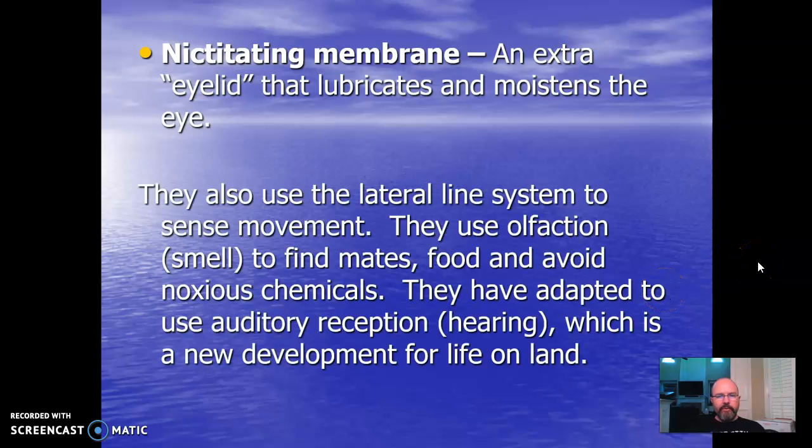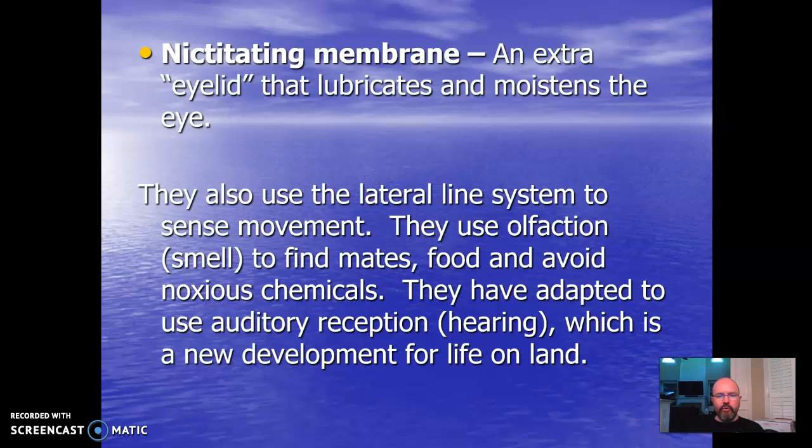They also use a lateral line system to sense movement. So we see this less in larvae. They use olfaction, smell, to find mates, food, and avoid noxious chemicals. So olfaction tends to be a little bit more functional when you are living in a terrestrial environment, because now you've got air transmitting smells to you. That's good for finding good smells and bad smells.